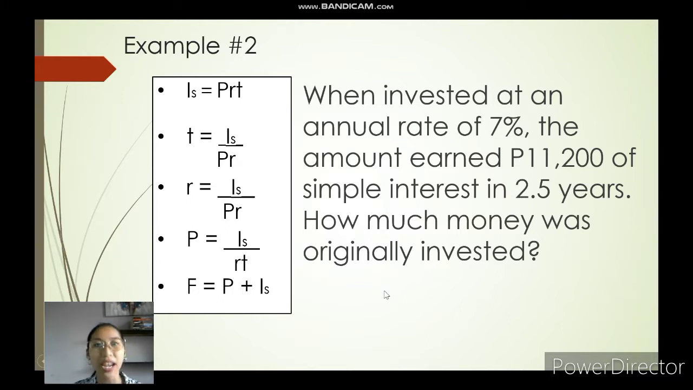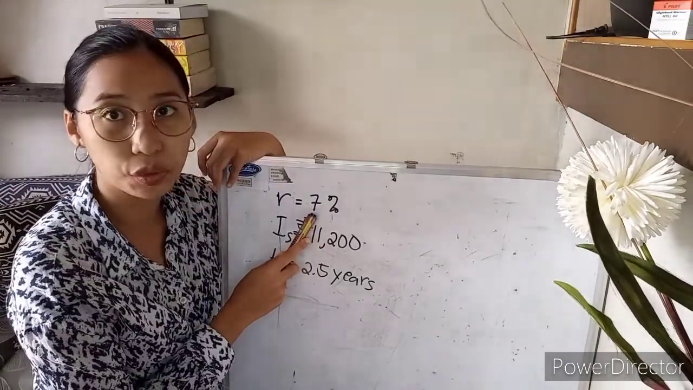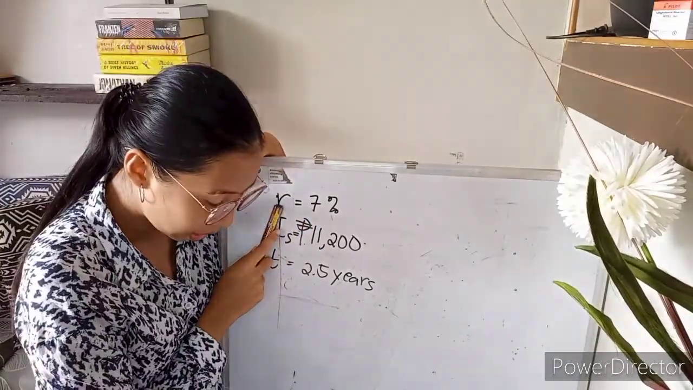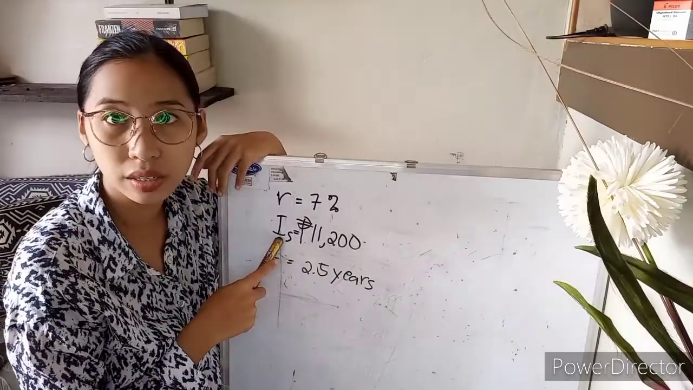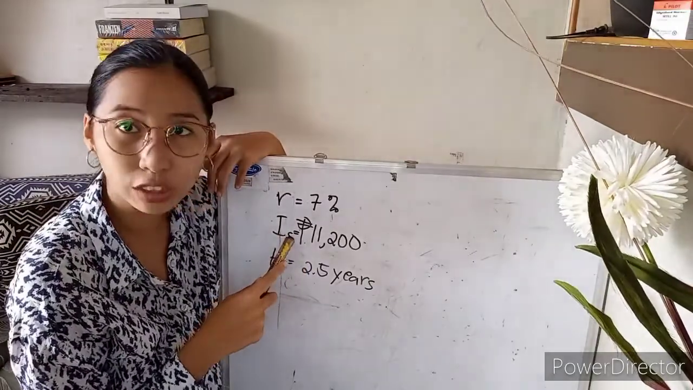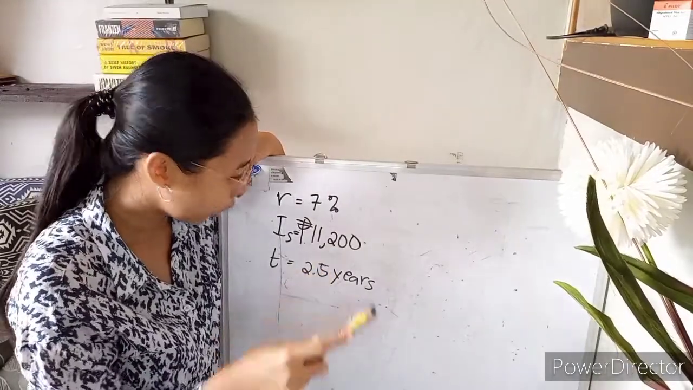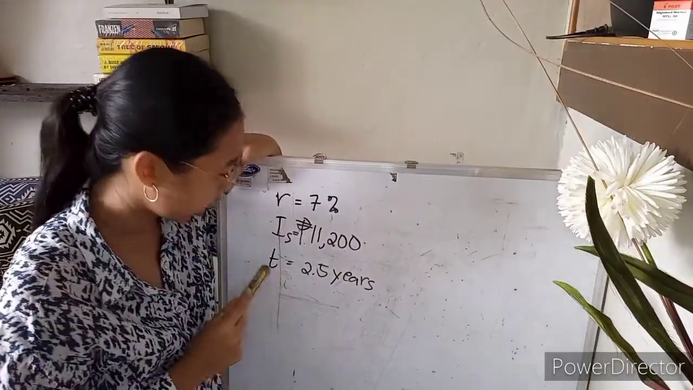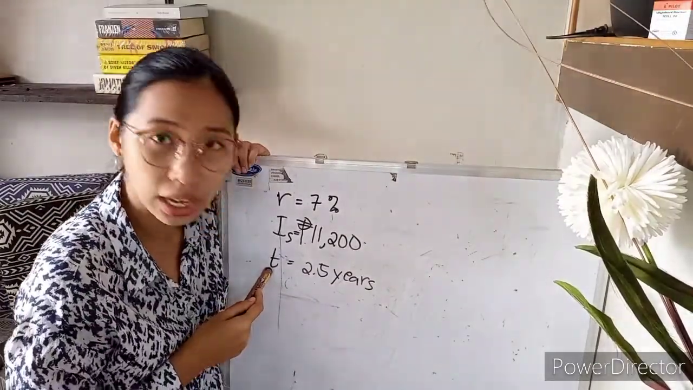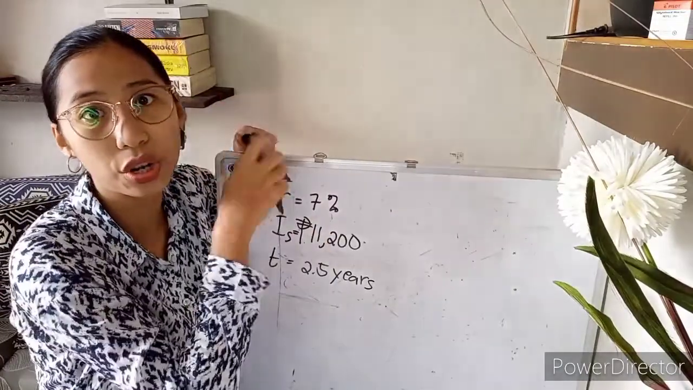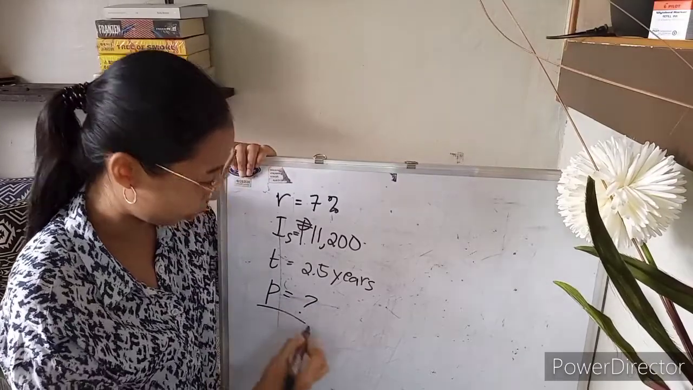Let's work it out in our whiteboard. When invested at an annual interest rate of 7%, therefore 7% is your rate, the amount earned is 11,200 pesos. So this is your I S, 11,200 pesos. Okay? And then, of simple interest in 2.5 years. So, years is your time. The question: how much money was originally invested? Originally invested, that means your question mark or asked is your principal.